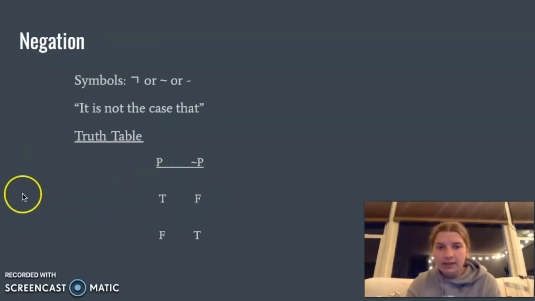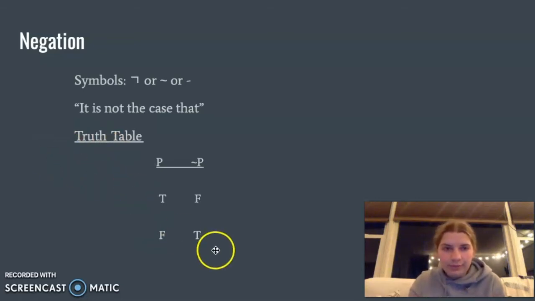So if I say "I do not like candy," which is a false statement, we can turn it into "it is not the case that I do not like candy," which turns it true.